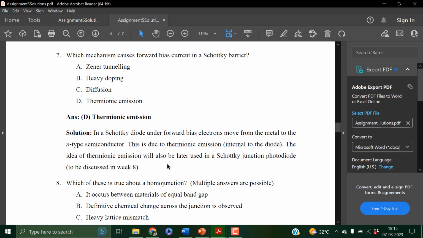Like in the answer manual, they have given that the idea of thermionic emission will also be used in the Schottky junction photodiode, and that it will be explained, it seems, in week 8. Once week 8 and now week 7 lectures were released, right? Yes, ma'am. It's mentioned in the answer manual that in week 8 you will be learning something known as the Schottky junction photodiode.